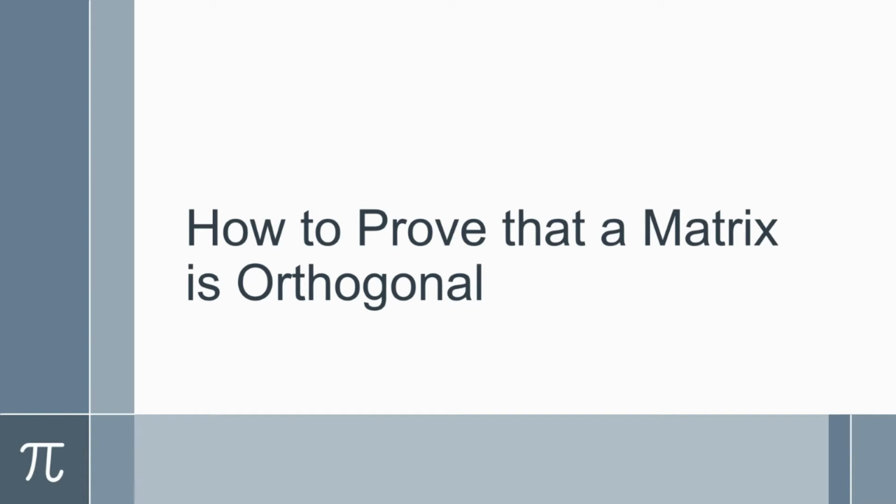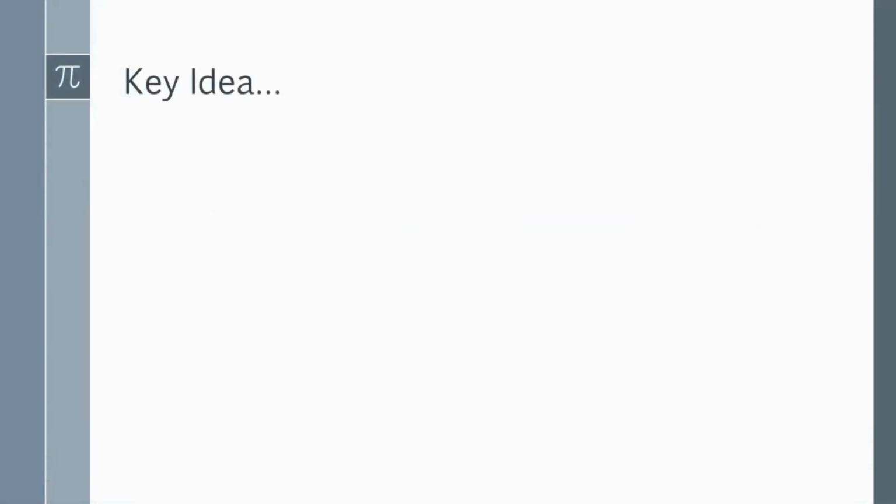In this video, I'm going to show you how you can prove that a matrix is orthogonal, and I'm going to define what an orthogonal matrix actually is. So let's start with a key idea, the fundamental principle involved, and that is that a matrix is orthogonal if we can say that the following statement is true. If you can prove that the transpose of the matrix is equal to the inverse of the matrix, then you will have demonstrated that the matrix is orthogonal.